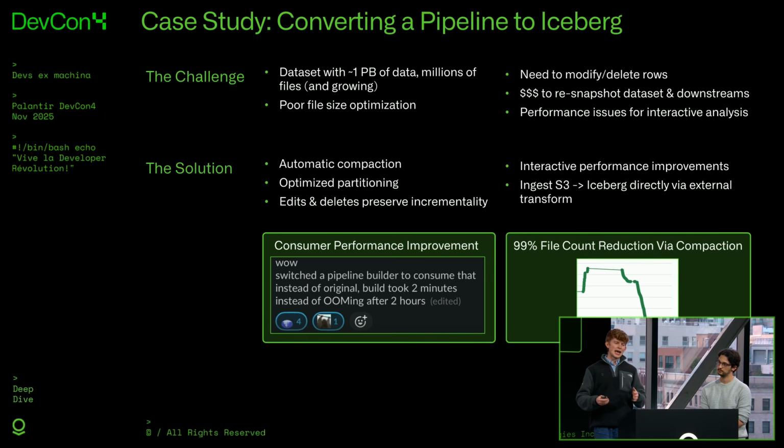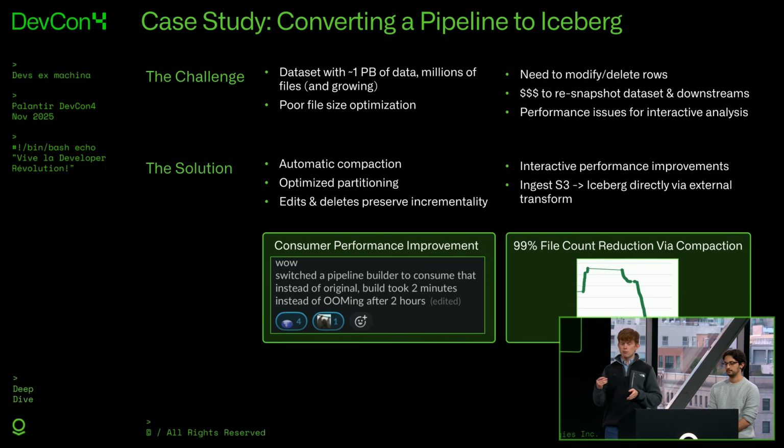In addition, there were cases where in-place row-level edits or deletions were needed due to erroneous data, but this simply wasn't possible. The only way to achieve this would have been to re-snapshot the entire dataset, so to rewrite a petabyte of data, and that was simply prohibitively expensive. A final point is that interactive analysis in apps like Contour was getting pretty slow, as you can imagine. So the solution, of course, it won't surprise you, was to migrate this entire pipeline over to use Iceberg tables.